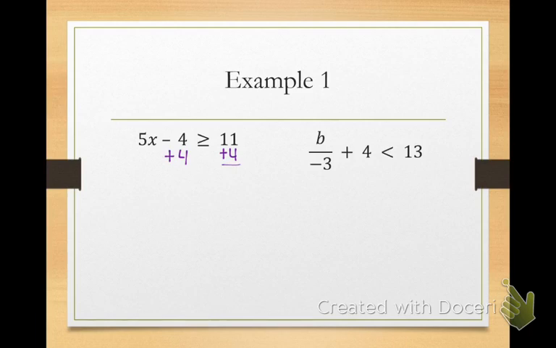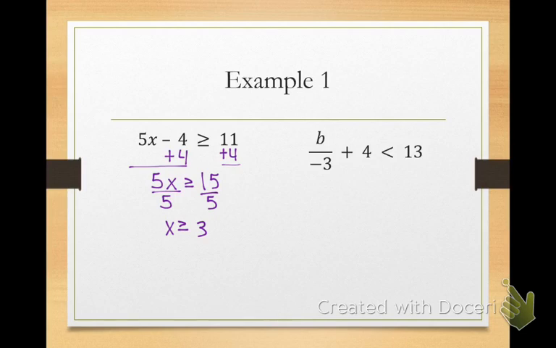All right, and you will be graphing your solutions still. 5x is greater than or equal to 15. Divide both sides by 5. And x is greater than or equal to 3.